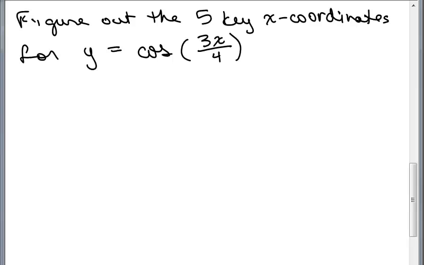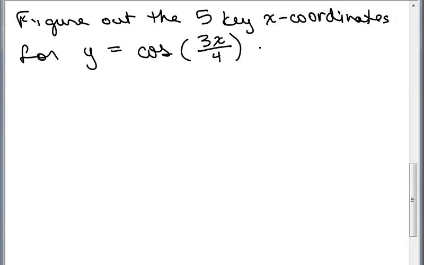All right, so let's try this one. Figure out the 5 key x-coordinates for y equals the cosine of 3x over 4. So there is no phase shift. Remember, for a phase shift, there has to be plus something or minus something inside the parentheses. So we would just say the phase shift is 0, or you would say there's no phase shift.